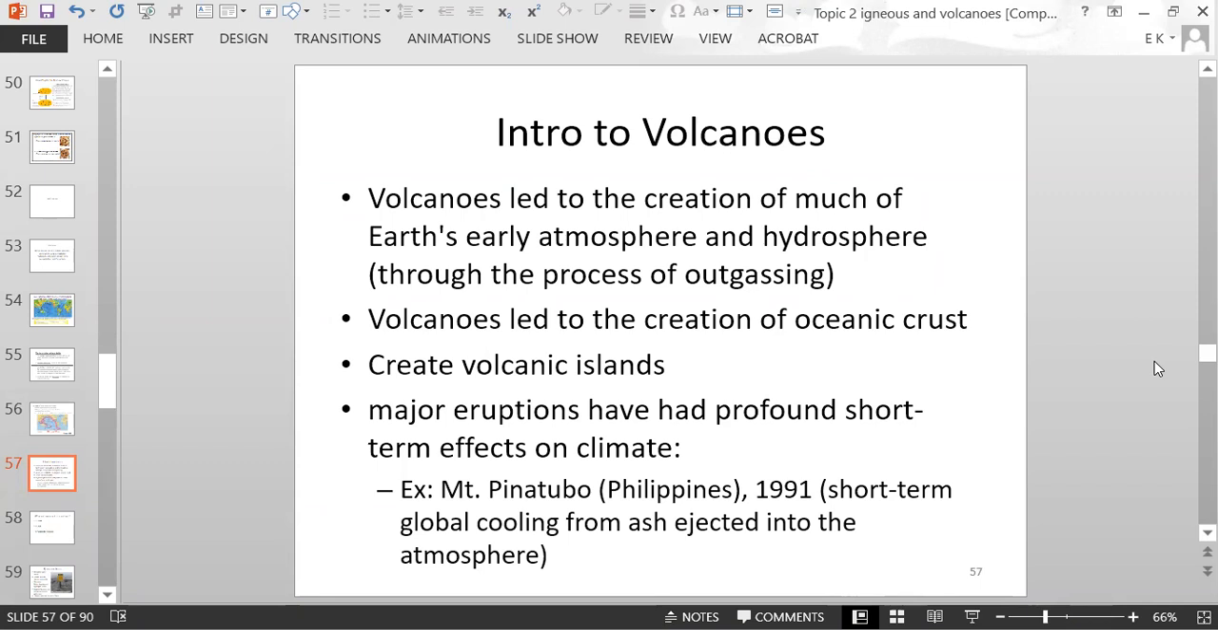Major volcanic eruptions can also have profound short-term effects on climate. For example, Mount Pinatubo in the Philippines erupted in 1991 and had a short-term global cooling effect from the ash ejected from the volcano, which went up into the atmosphere and blocked some sunlight. So we had a short-term cooling effect worldwide from that eruption. It just lasted a couple of years. It wasn't long-term at all.